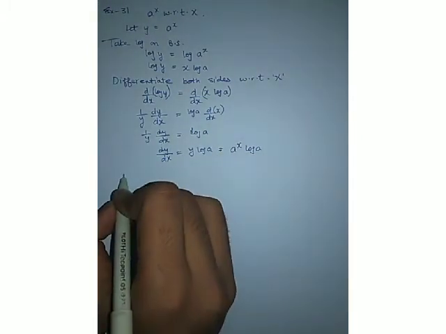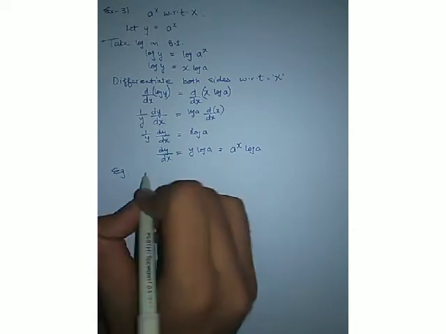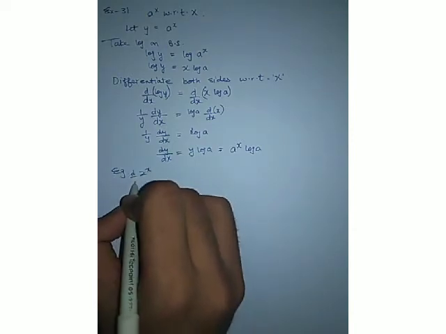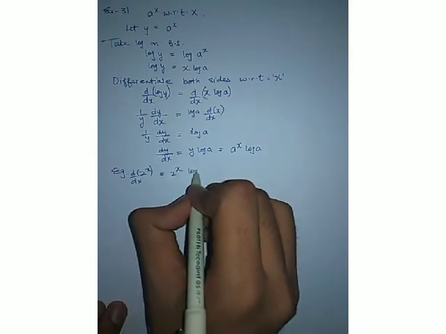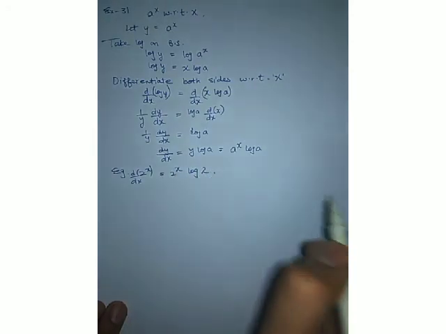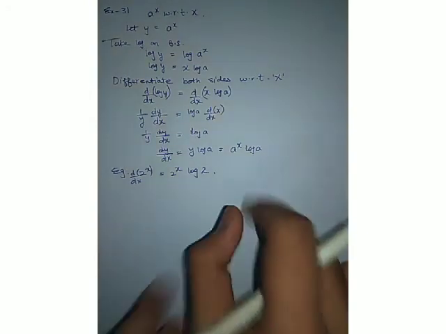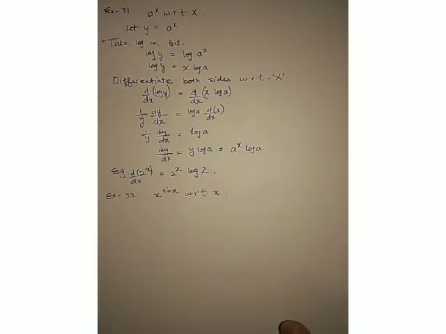For example, if you have to differentiate 2 raised to power x with respect to x, you will write 2 raised to power x as it is, and then log of 2 will be your desired answer. So this is how you have to apply this identity.